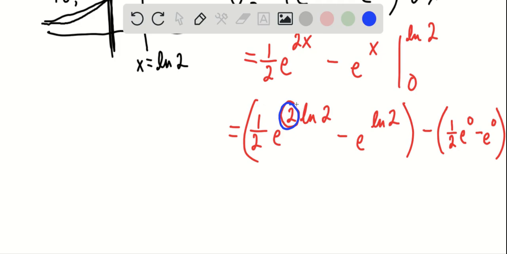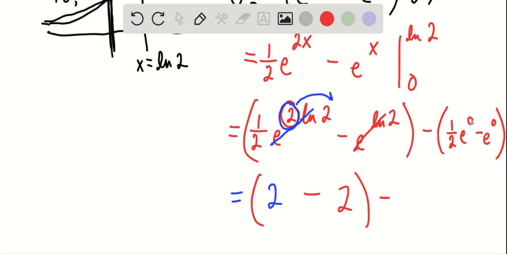I would actually show the work of moving this 2 as an exponent. That's your law of logs. And then you could cancel this out. But this is really 2 squared, which is 4 times 1/2. And that's how you get 2 as that first piece. And then here, e to the natural log cancels out kind of the same way as that. And so you're just left with 2.